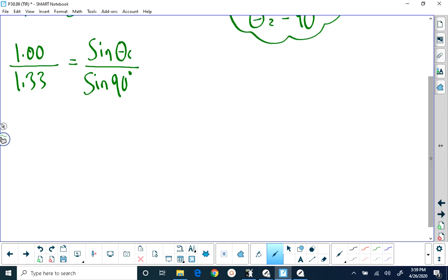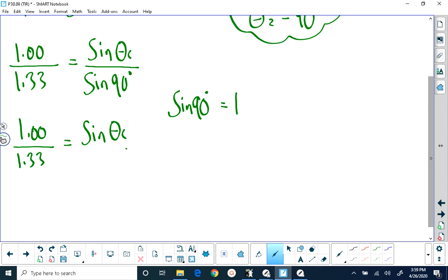Those of you in Math 30-1 should know that sine of 90 degrees is 1. So we end up with 1.00 over 1.33 equals sine of the critical angle over 1. Well, we get sine of the critical angle equals 1 over 1.33.